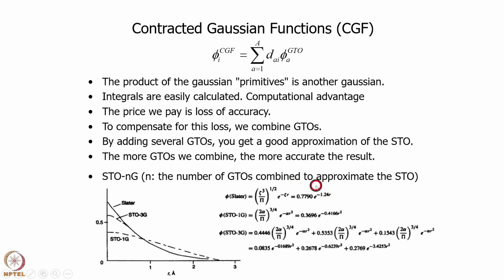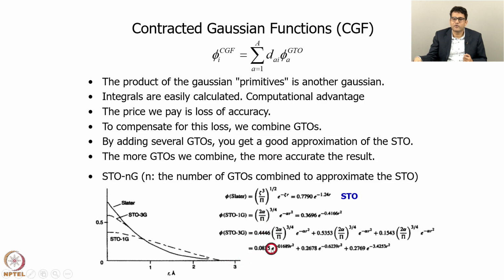This is an exponent, this is my zeta, and then there is a pre-exponent in this case. So, if I take the STO-1G, this is how it will look. Now, I can take 3 of these Slater type orbitals, each with different values of the exponents. You can see the values here. The first one has a value of minus 0.1689, the second one is minus 0.6239, the third one is minus 3.439.